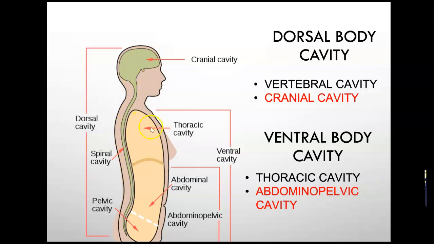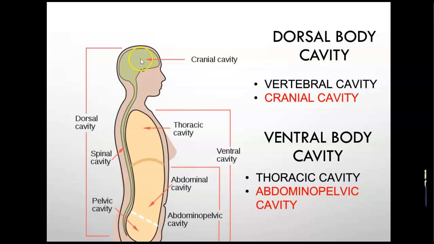So ventral is going to contain your thoracic cavity, which is up here, and then your abdominopelvic cavity, which is everything below the diaphragm. So your ventral cavity is going to be, the division point is going to be the diaphragm. Everything above that is thoracic. Everything below is abdominopelvic. And we can further divide the abdominopelvic cavity into the abdominal cavity and the pelvic cavity.